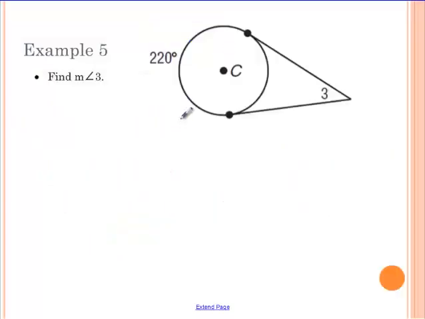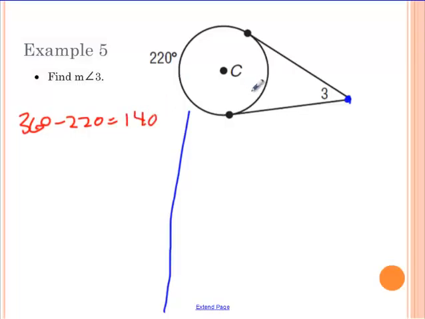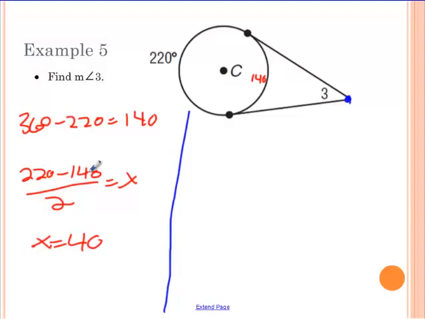So, next one. It's outside the circle. So we have to do big minus small, but I don't have the small. There's 2 ways to do it, so let's look at the 2 ways. First way is 360 minus 220 gets me 140. So this angle over here is 140, and now I can do big minus small over 2, and then 220 minus 140 is 80, and 80 divided by 2 gets me that x is 40.